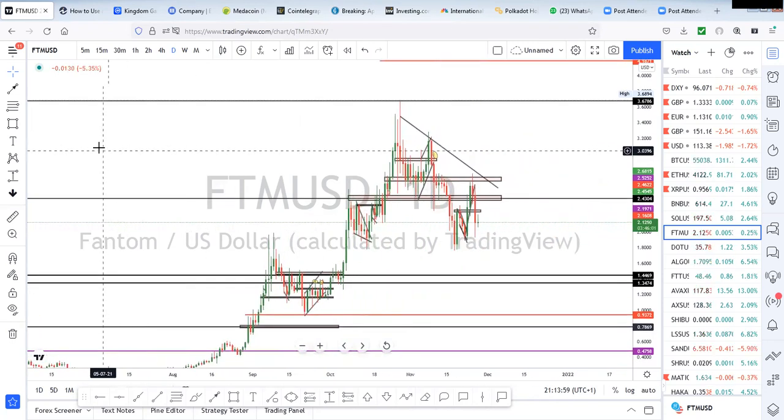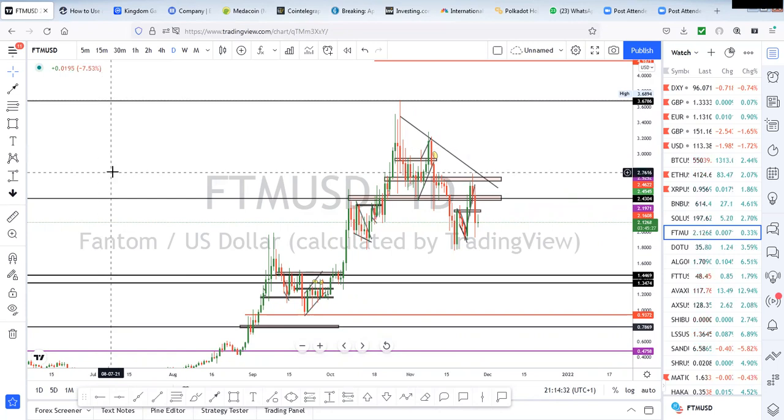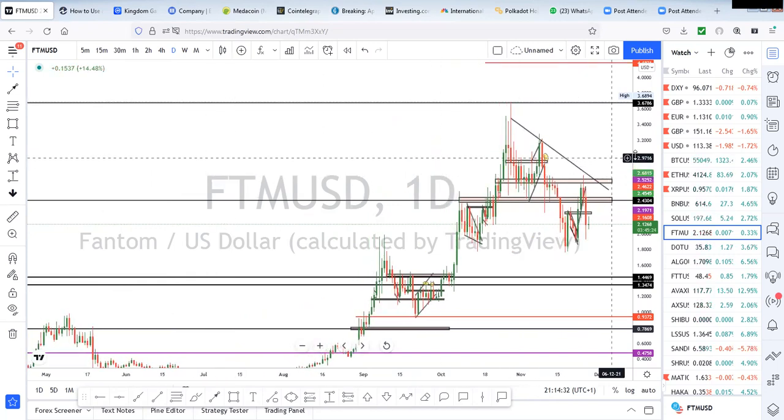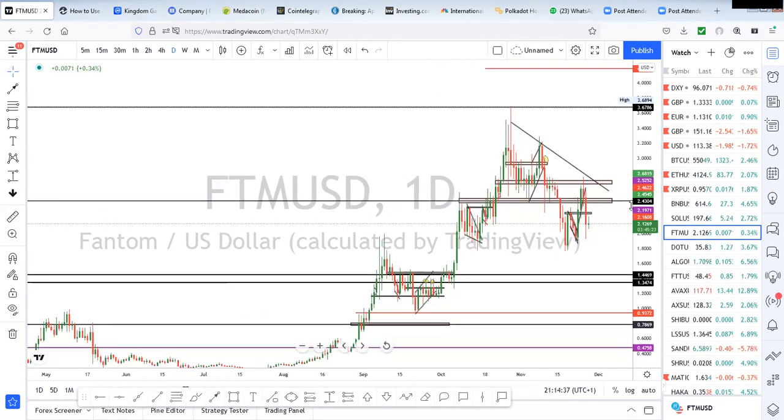The average is taken over a specific period of time, like 10 days, 20 minutes, 30 weeks, or any other time period the trader chooses.